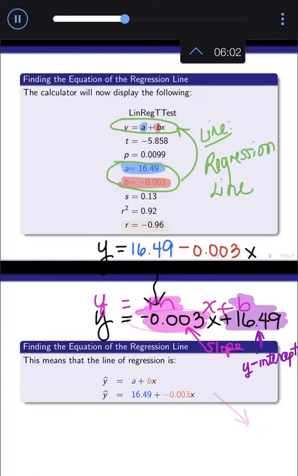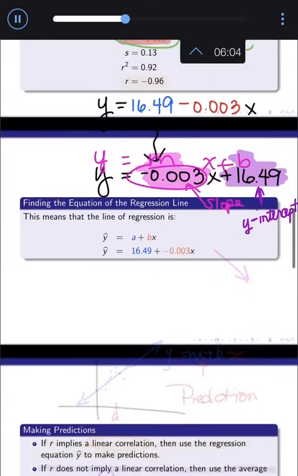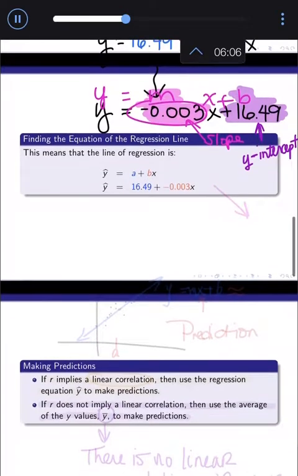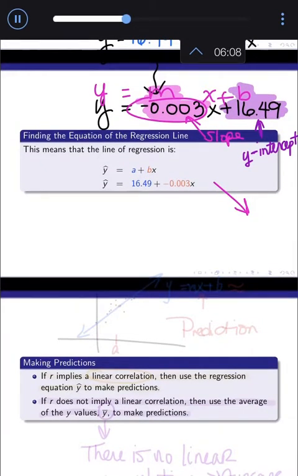Mainly what we're going to look at, though, is the slope. Remember that a negative slope means that your line would go downward as you look at it from left to right. Now, why would you even want the equation of the line?